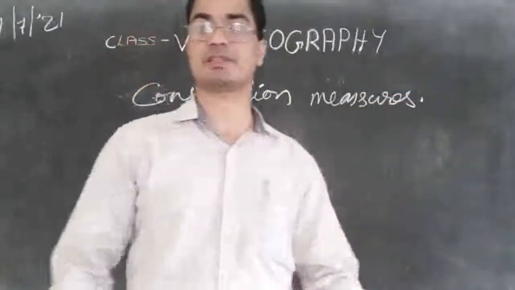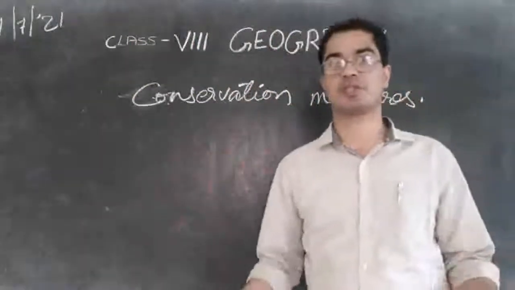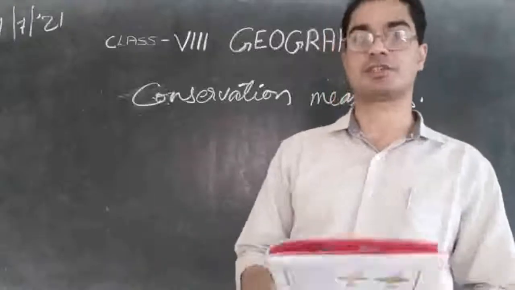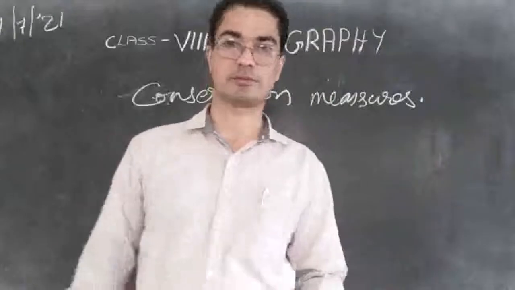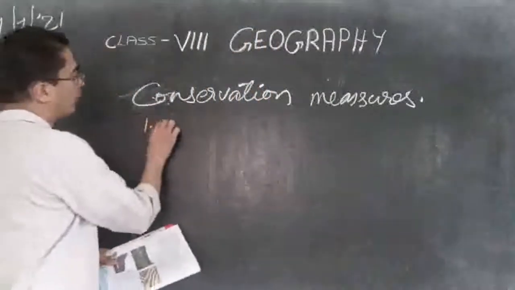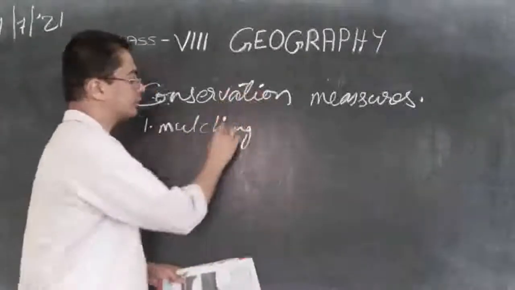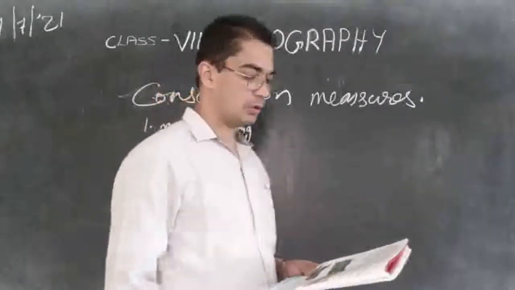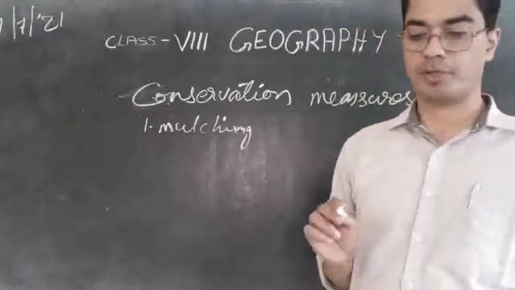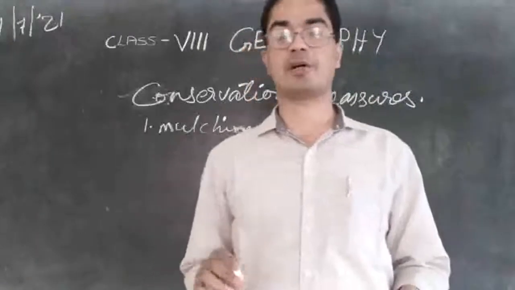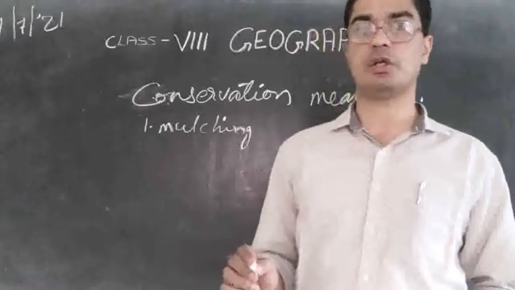So there are many measures suggested in order to conserve the soil, to preserve the soil, protect the soil and so on. Let us see one by one. The first one is called mulching. So what is this mulching? The bare ground between plants is covered with a layer of organic matter like straw. It helps retain soil moisture.